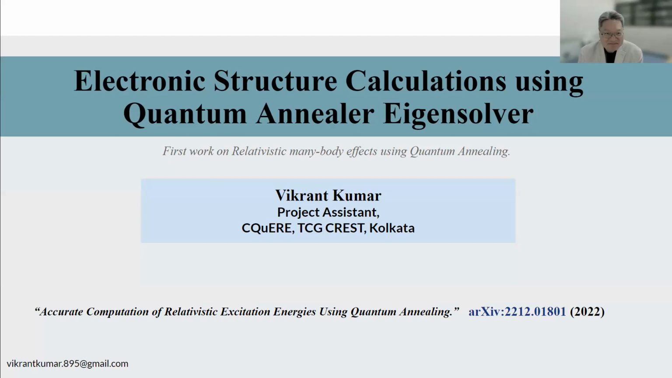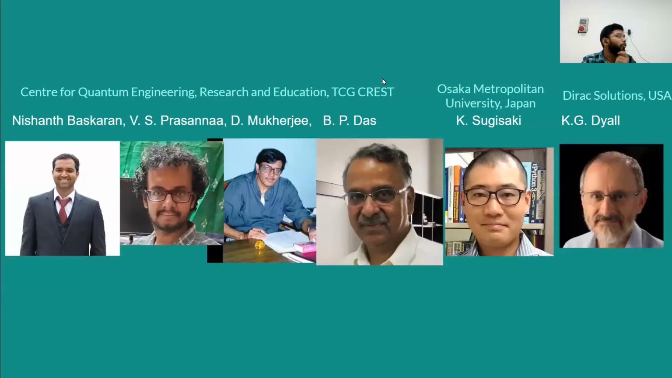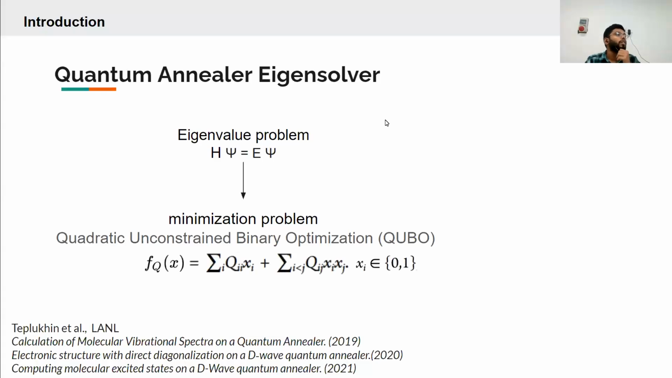So please start. Okay. Hello everyone, my name is Vikrant and I'm going to present a seminar on the topic electronic structure calculations using the Quantum Annealer Eigensolver. This seminar is based on our recent preprint titled Accurate Computation of Relativistic Excitation Energies using Quantum Annealing. These are my collaborators. I think people here know what quantum annealing is and what adiabatic quantum computation is, so I'll directly skip to the algorithm, the Quantum Annealer Eigensolver. This was proposed by Teplukin et al.